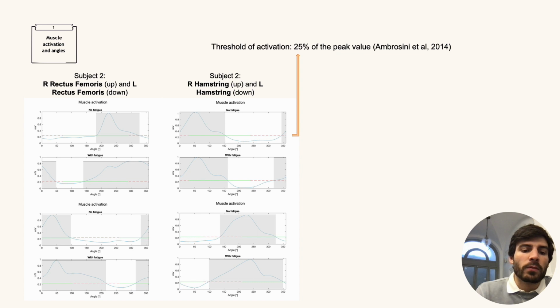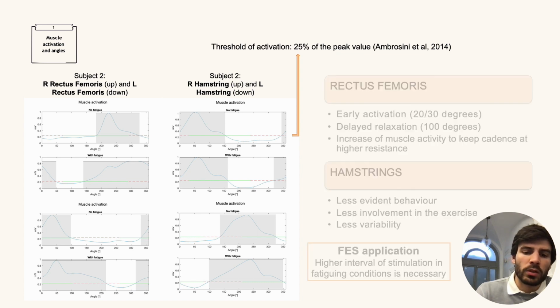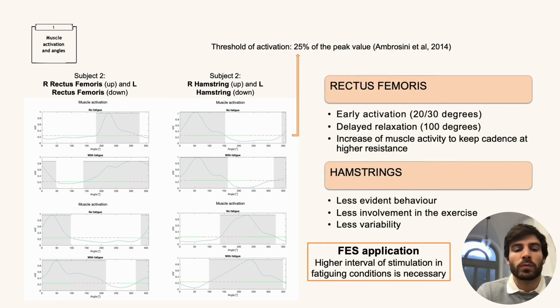So although we have observed no standard behavior between subjects, we can recognize a constant pattern. Due to fatigue, the rectus femoris seems to activate before and relax with a delay, probably due to the protocol with increased resistance. For the hamstrings, this behavior is less evident. We would probably need higher interval of stimulation in fatiguing conditions in case of FES.